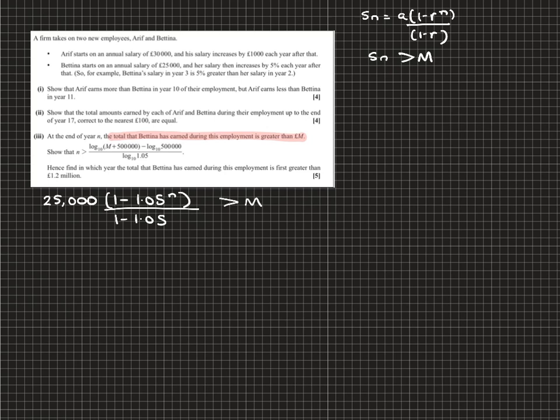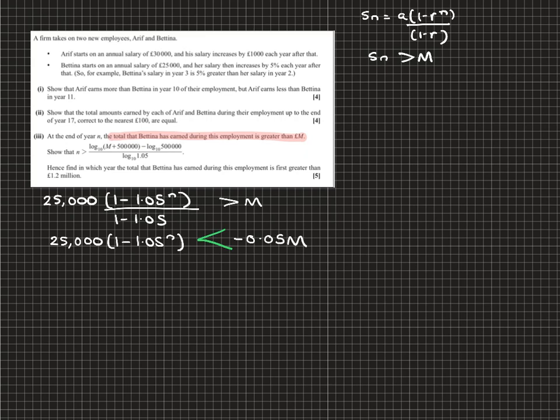Now let's simplify this a little bit. So that's 25,000 (1 minus 1.05 to the power n), and I'm going to multiply by this denominator. Now the denominator is 1 minus 1.05, which is negative 0.05. So when I multiply by that, I must switch the inequality sign round and reverse it like that. So I then get negative 0.05m on the right-hand side.